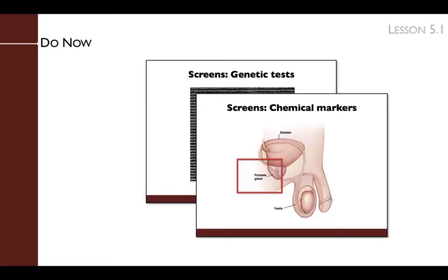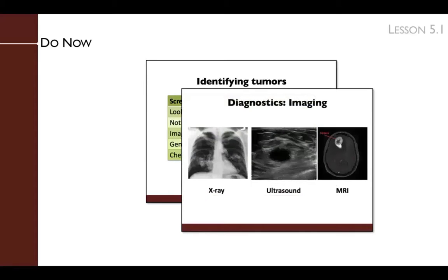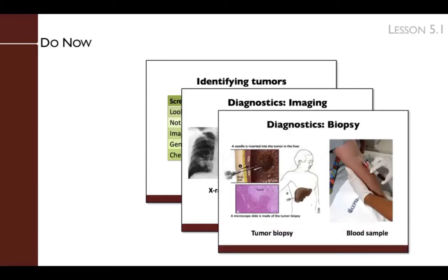But how do we know if an abnormality is due to cancer? To do this, we turn to diagnostics. Diagnostic imaging is one way to identify a tumor. X-rays, ultrasounds, and MRIs are common imaging techniques that can be used to find tumors in different types of tissue. But we cannot know exactly what the tumor is until a biopsy is performed. This is when a sample of the tumor tissue is taken out and examined.